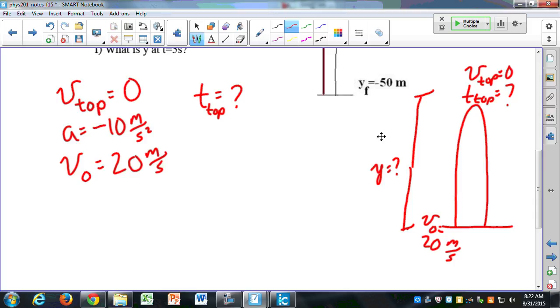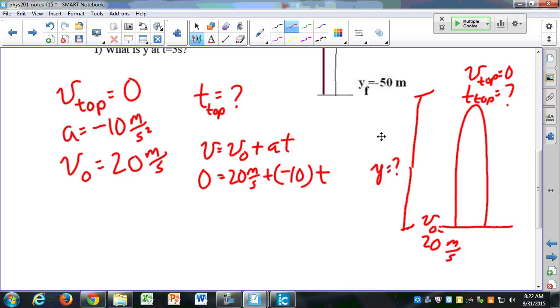You might have the time required to go up? 2 seconds, right. So I just say V equals V naught plus AT. V is 0 equals 20 plus negative 10 times T. 20 plus negative 20 is 0, so T is equal to 2 seconds. So that is the time required to reach the top.